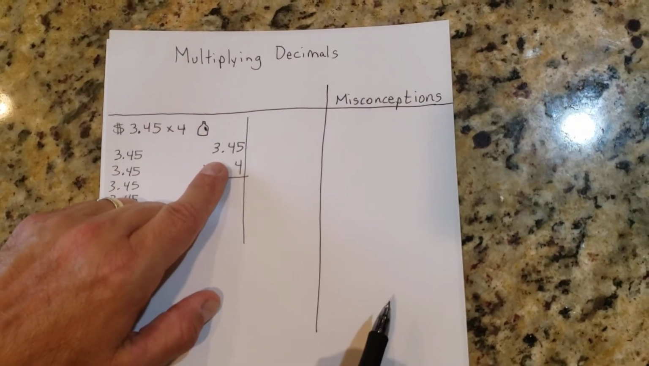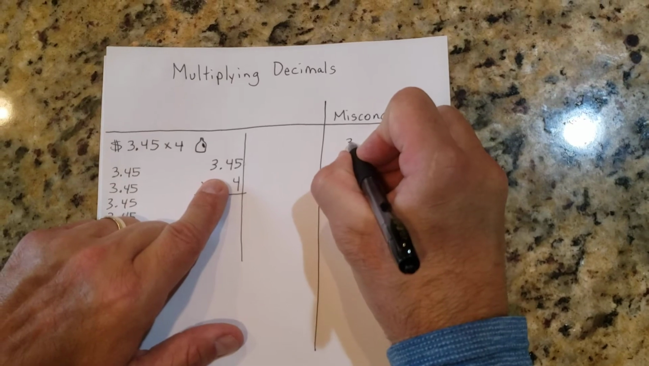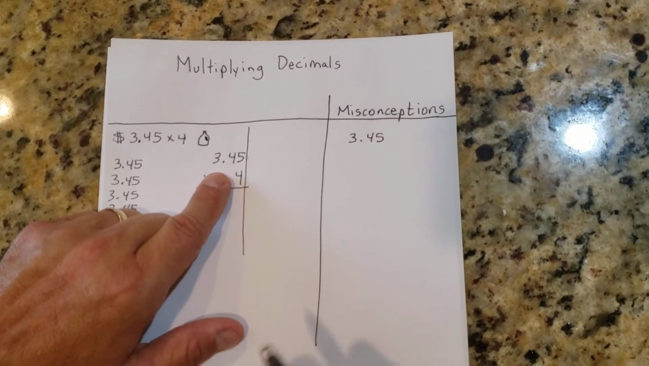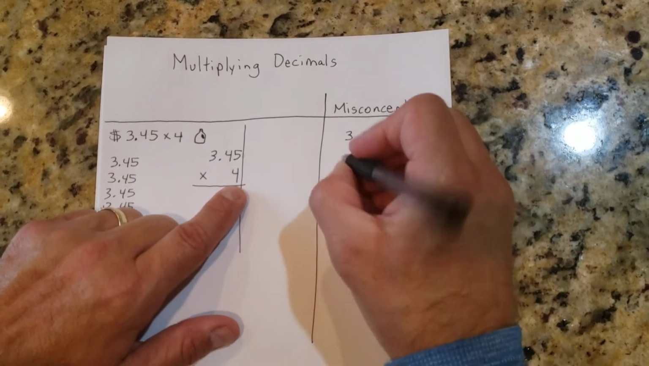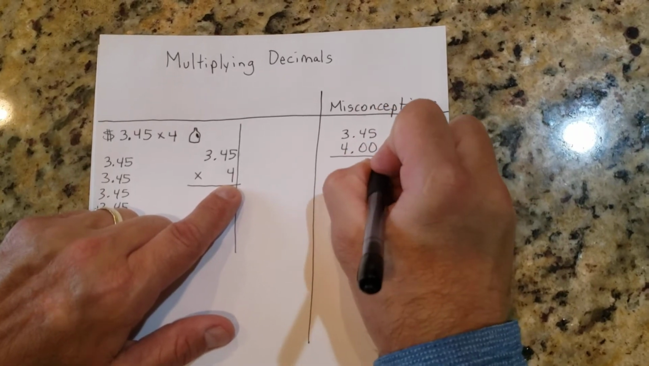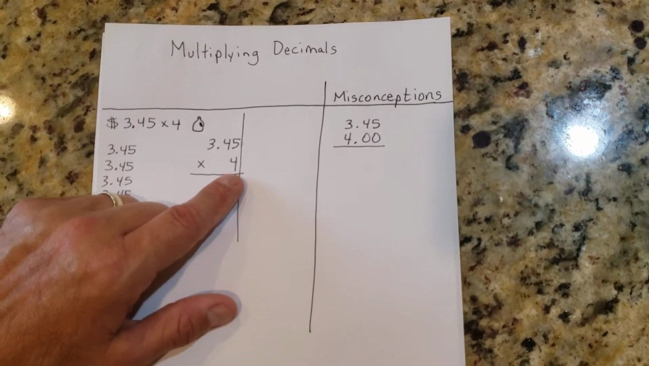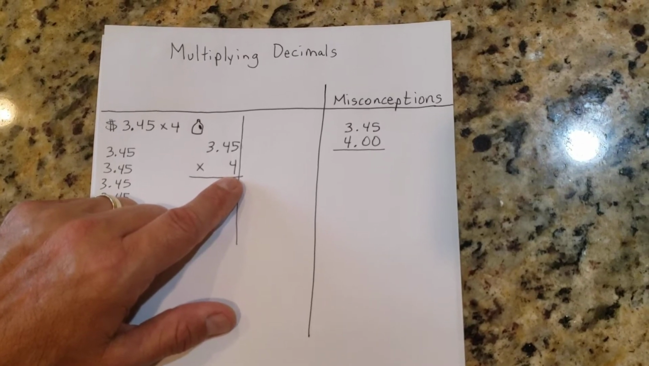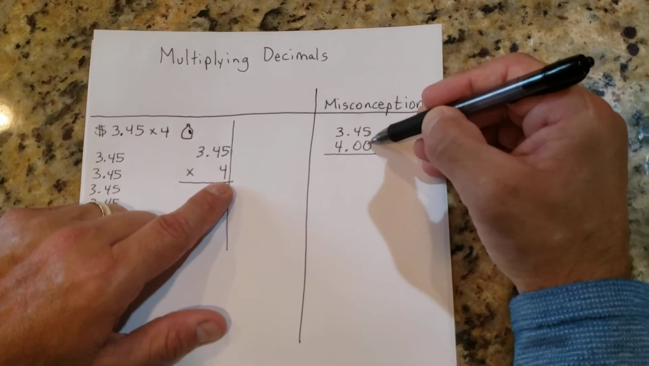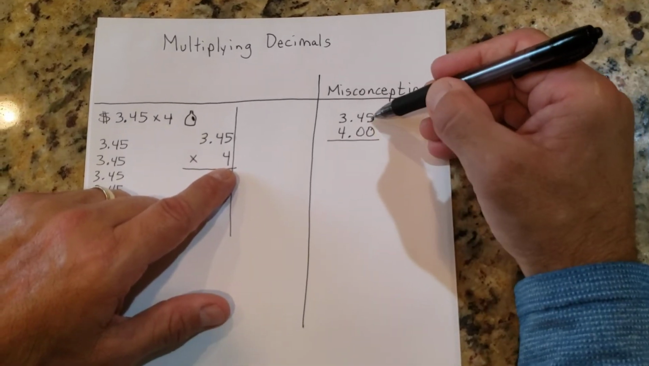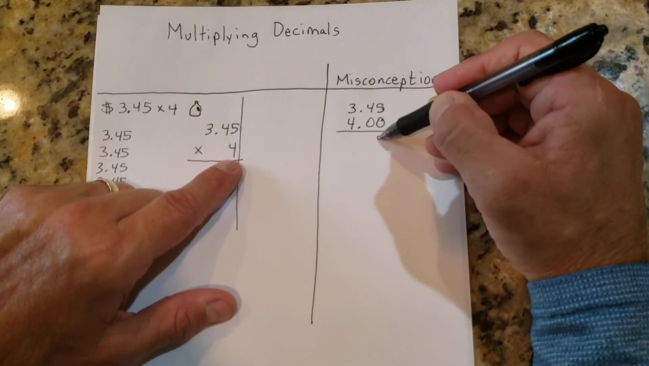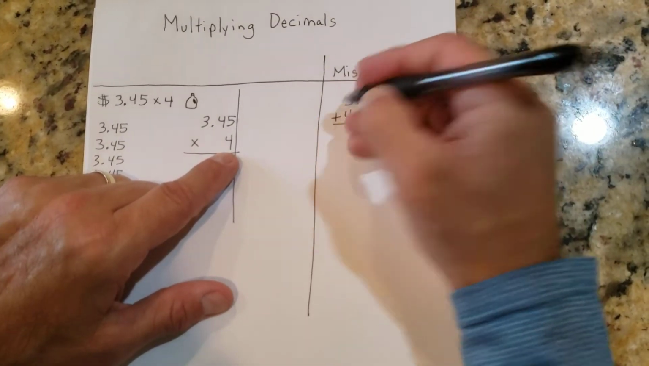So, $3.45. The misconception is that the $3.45 is written the same, but this 4 then needs a decimal and 2 zeros to hold the place value. And that is not the case. If we think about what addition is, putting 2 like units together, here are the hundredths. 5 hundredths plus 0 hundredths would be 5. Right? And that's if we added them.